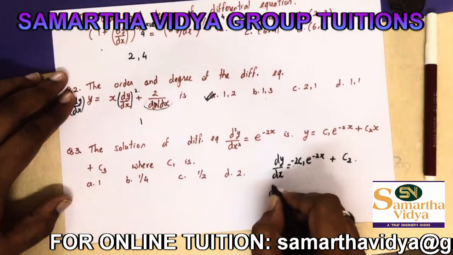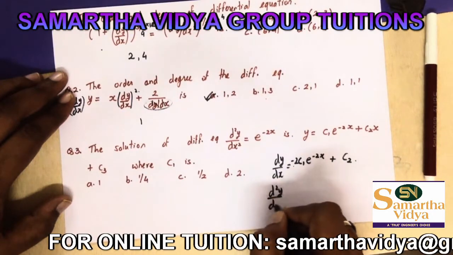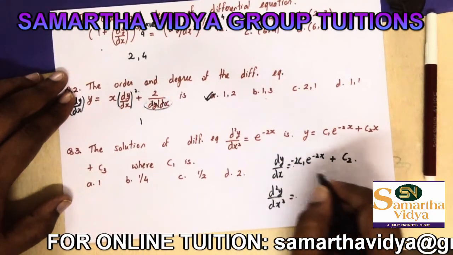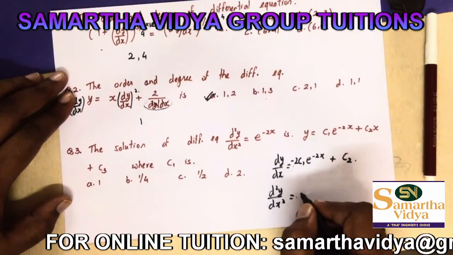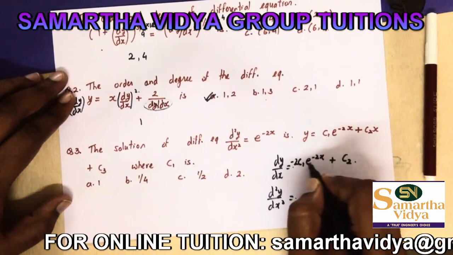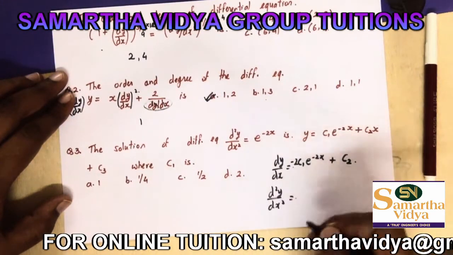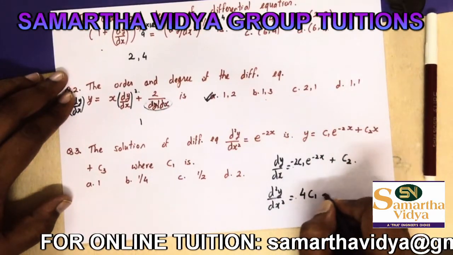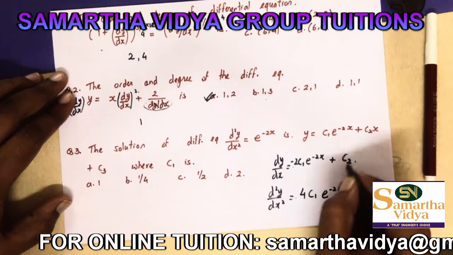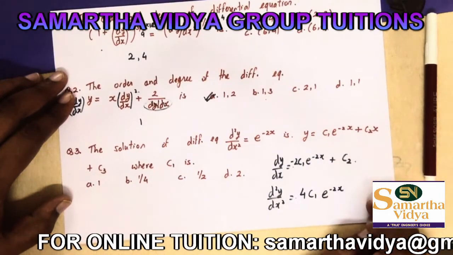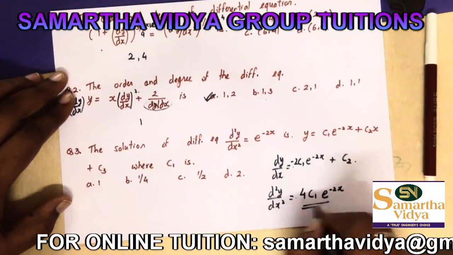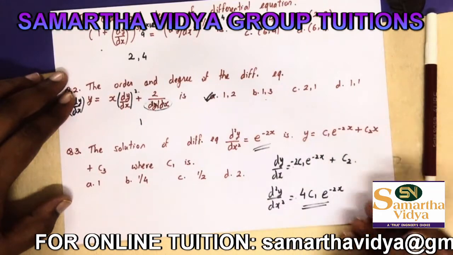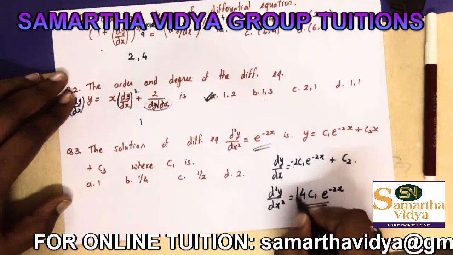If I take the second derivative, that is d square y by dx square, I'll be getting this as 2 minus 2c1 as it is, and the minus 2 because e raised to minus 2x will again have minus 2 e raised to minus 2x, so this becomes 4c1 e raised to minus 2x, and for c2 the derivative is going to be 0.